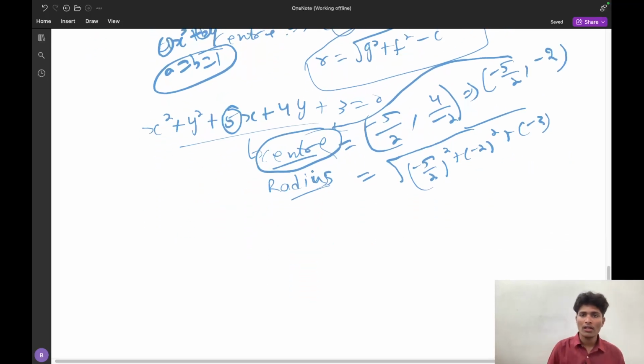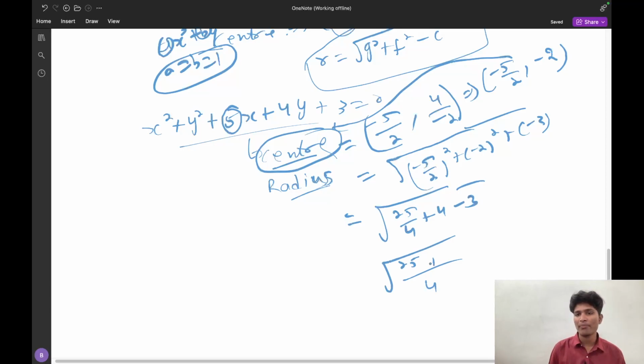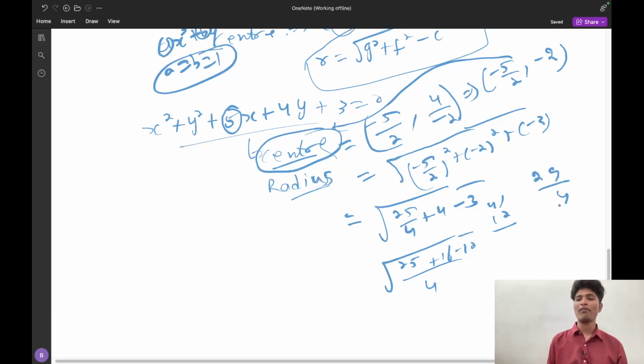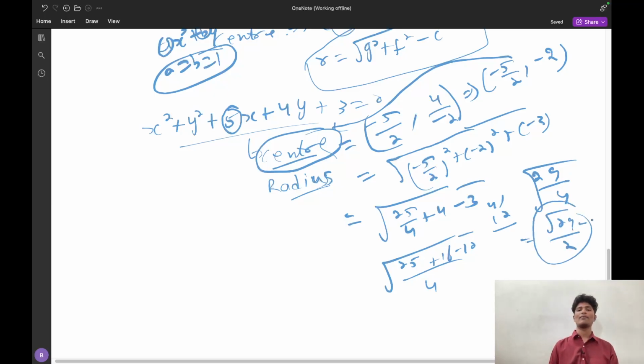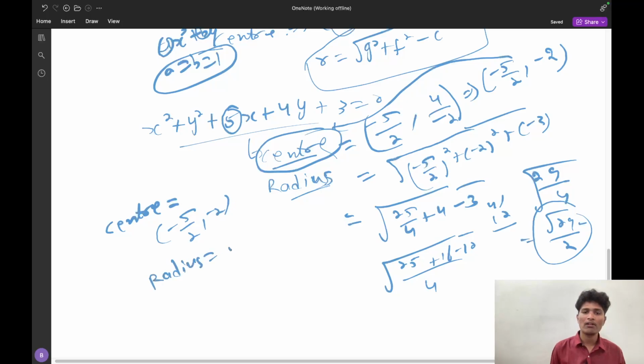So in the end, what did I get? I got the root of 25/4 + 4 − 3. If I solve this, I will take LCM 4, and I will get 25 + 16 − 12, which is 29, divided by 4. The root of 29/4 is the answer. So the radius is root 29 by 2. The center is (−5/2, −2) and the radius is root 29 by 2. So like this you have to solve.